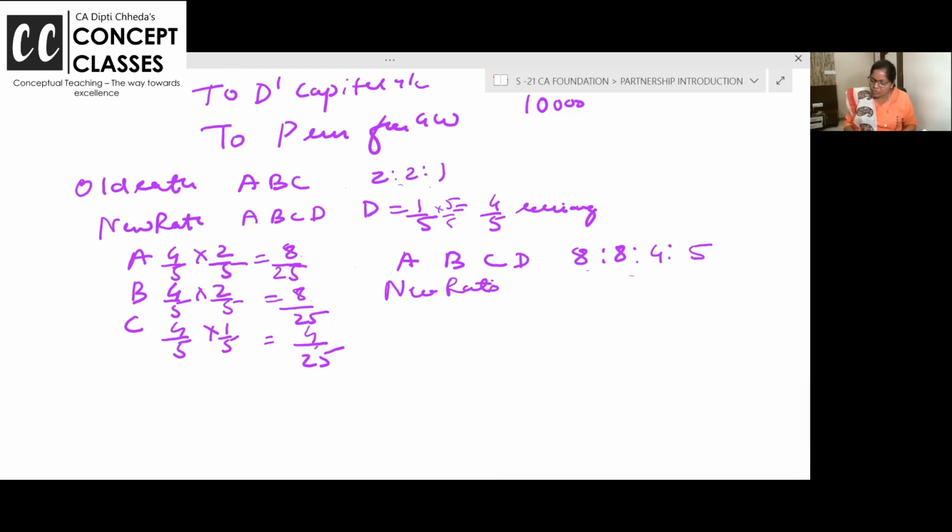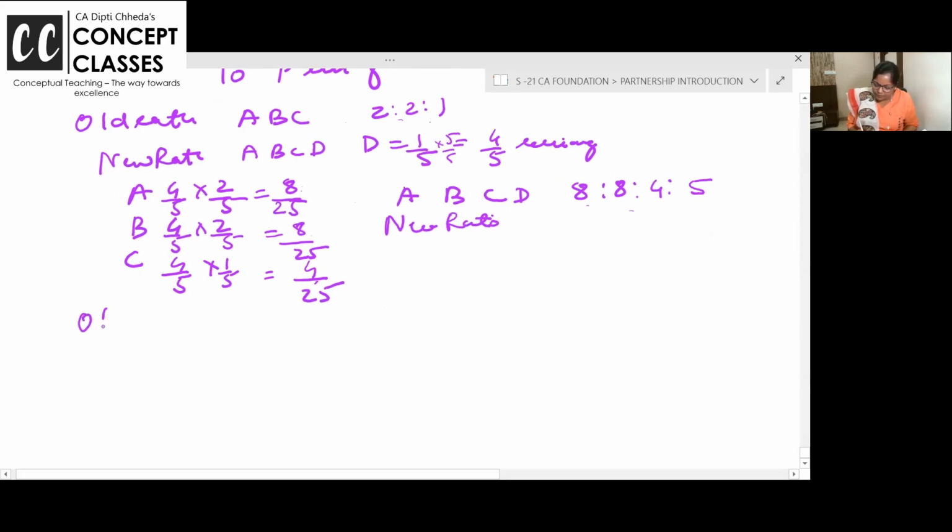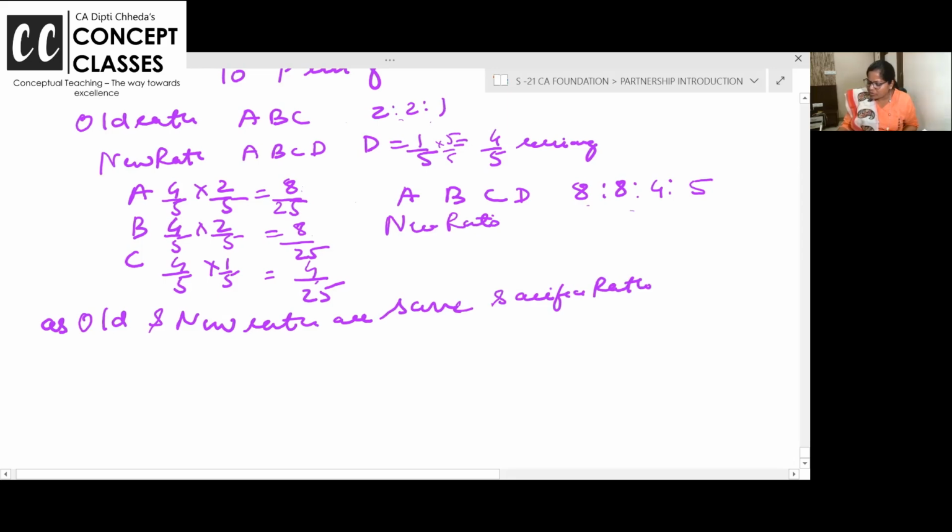अब सैक्रिफाइसिंग रेशियो की जरूरत नहीं है, you can write a note. As old and new ratio are same between the first three partners, sacrificing ratio will also be same. Write down. Concepts are very easy, these.